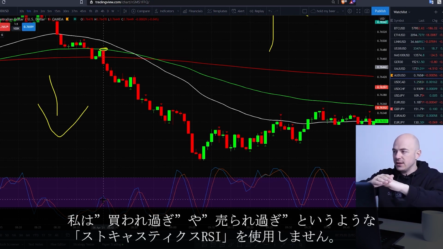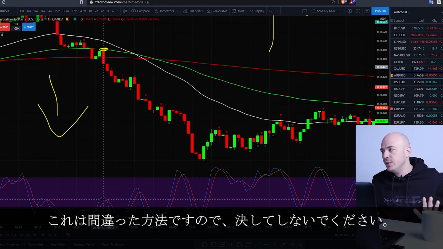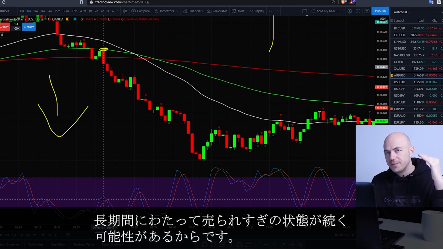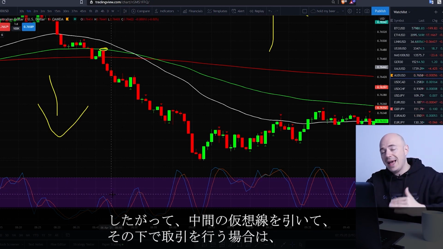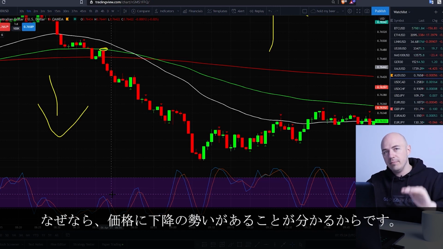I don't use the stochastic RSI as overbought and oversold. This is the wrong way to do it. Never do that, because when you get the most momentum, you can stay oversold for a long period of time. So if I draw an imaginary line halfway in between and I'm trading below that, I am looking for sell positions only because I know that we are in bearish momentum.